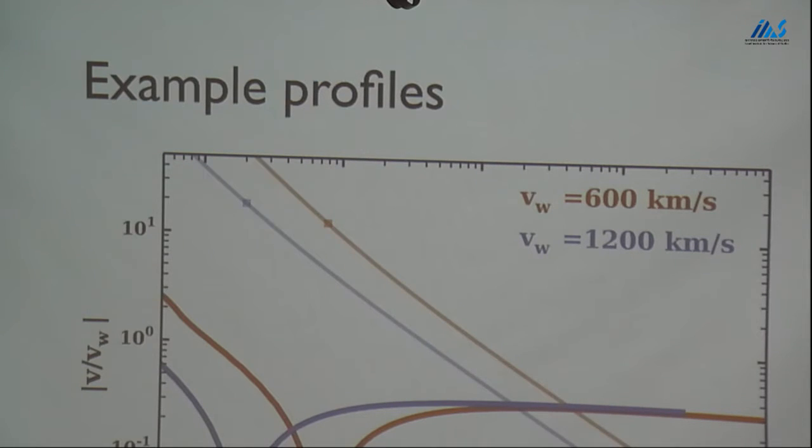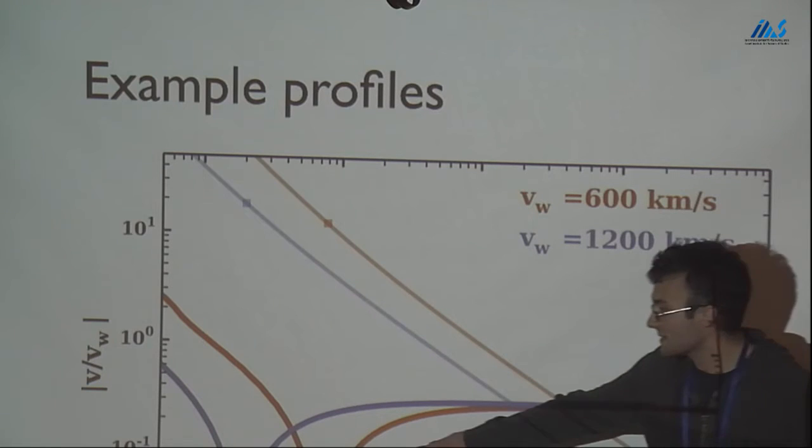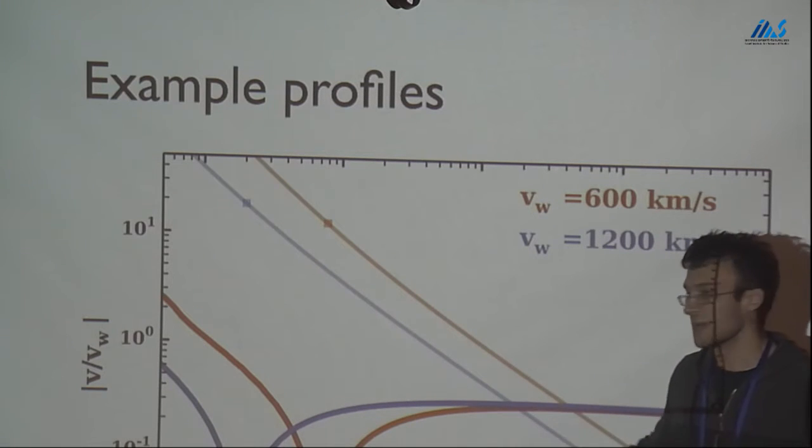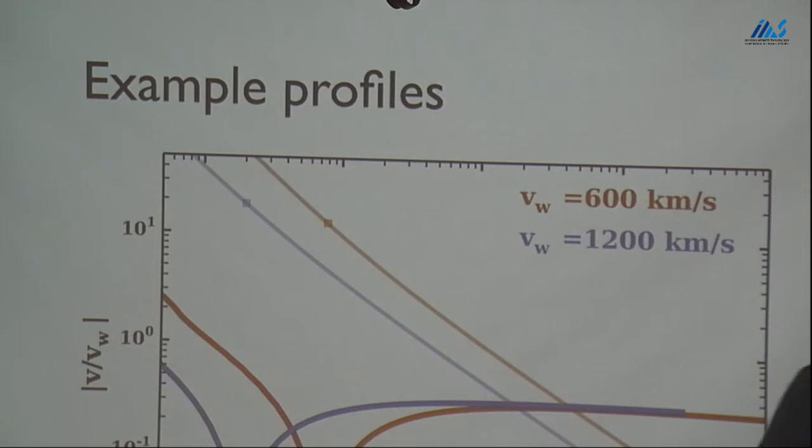Okay, this slide is essentially showing the same thing. I've just added the velocity profile. So as I decrease the heating rate, the stagnation radius moves outward, and I increase the density.